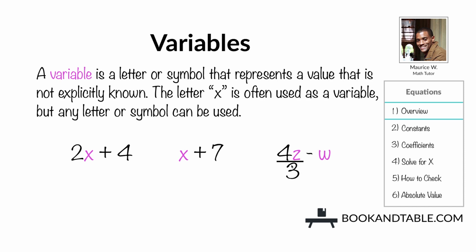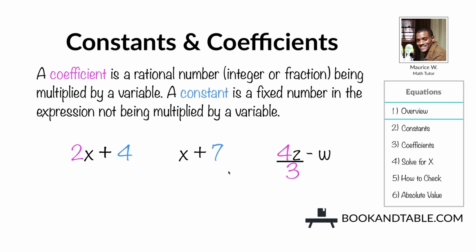Hence, this expression, 4/3 z minus w. Both z and w, or any letter for that matter, can represent a unique value in the expression. So this is x plus 7, for example. It could also be written as q plus 7, c plus 7, so on and so forth.